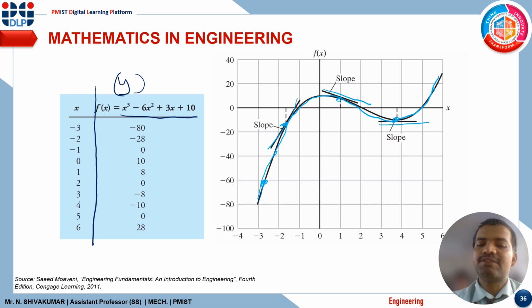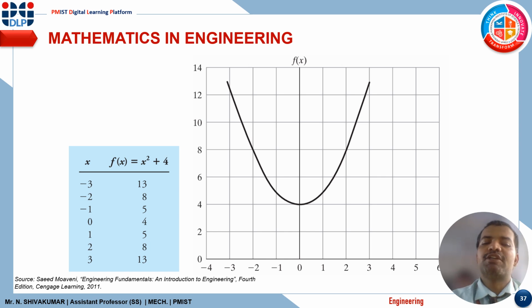So how can we plot this curve? Repeating the same: find the x values, then find the corresponding y values. The x values are -3, -2, -1, 0 and so on, taken at equal intervals. Then you have to plot this graph. Similarly, these are examples of a higher order polynomial equation.